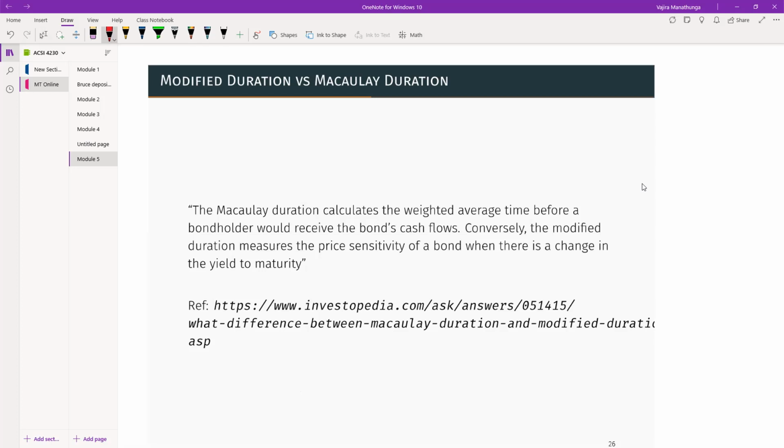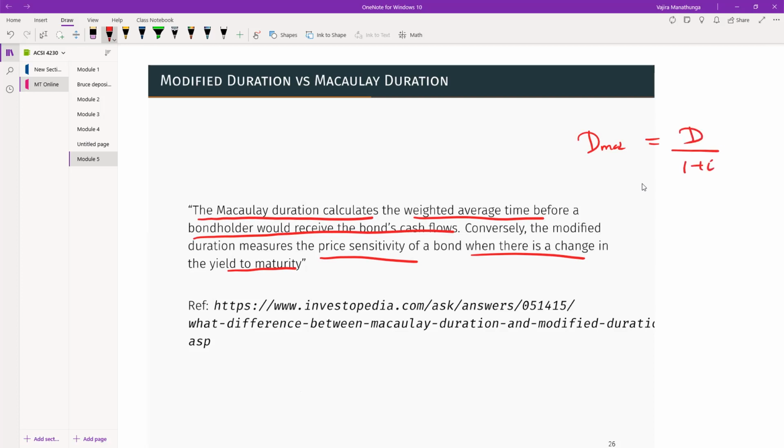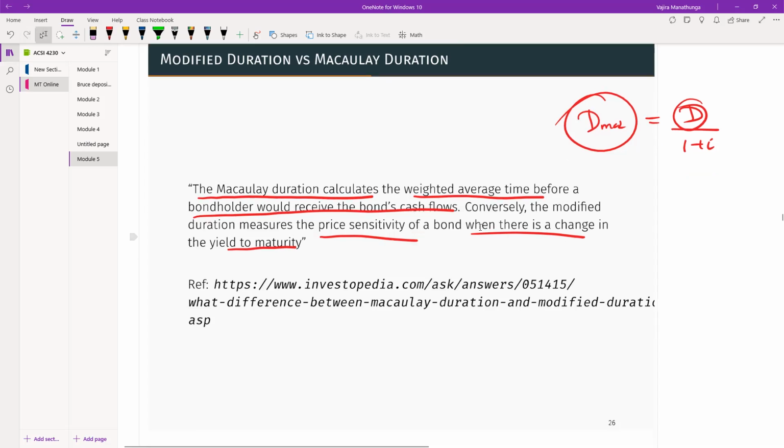So again, more explanation. The Macaulay duration calculates the weighted average time before a bondholder would receive the bond cash flow. Conversely, the modified duration measures the price sensitivity of a bond when there is a change in the yield to maturity. So they are two different concepts, even though they are related. Otherwise, you may wonder why, if the modified duration is the Macaulay duration divided by 1 plus i, we are defining two different quantities. Because even though these are related, they measure two different things. One is for price sensitivity, one is for the weighted average time to receive the invested cash flow.